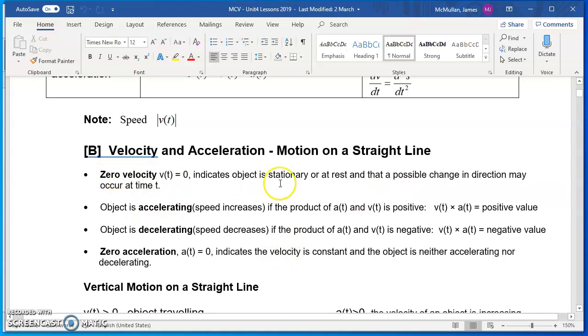First thing to understand here is the idea that when an object is speeding up, that means that the acceleration and the velocity are in the same direction. So either a times v, they're both negative, and therefore when they multiply you get a positive, or they're both positive. So this would be an object, let's say, moving to the right and speeding up to the right, accelerating to the right.